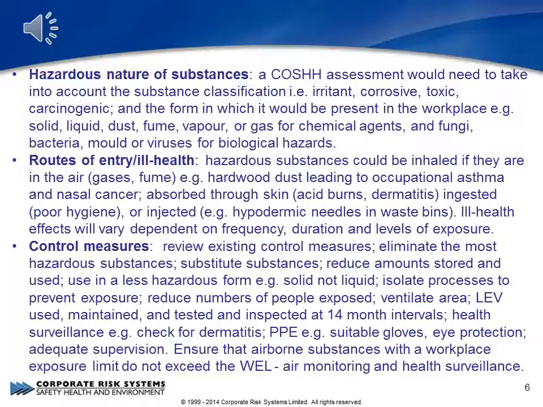Let's now look at each of these issues individually. One of the factors that we would need to take into account when doing a COSHH assessment is the hazardous nature of the substances that we're assessing. For instance, the substance classification as shown on the materials safety data sheet might say irritant, corrosive, toxic or carcinogenic. We'd also need to think about the form in which the substance is present in the workplace, for instance solid, liquid, dust, fume, vapour or gas for chemical agents, and fungi, bacteria, mould or viruses for biological hazards.